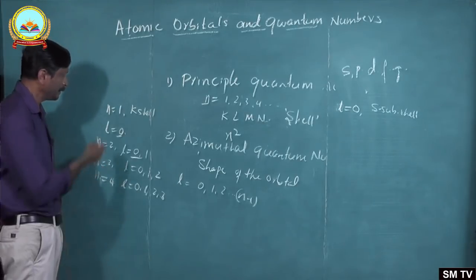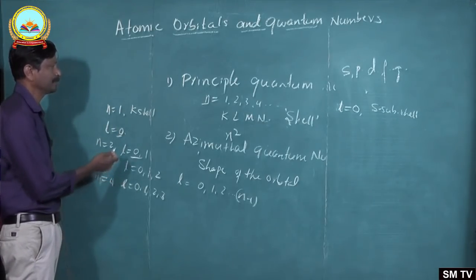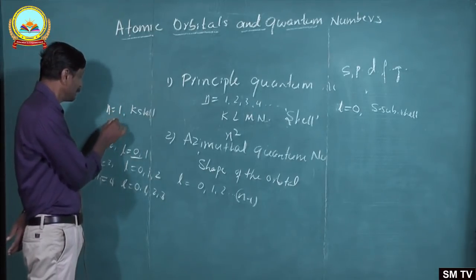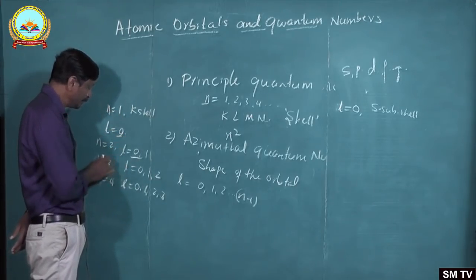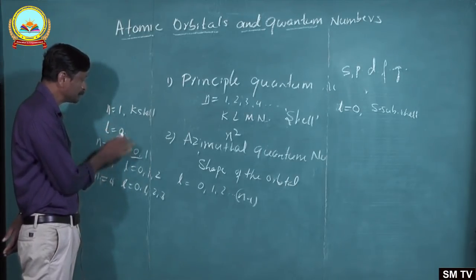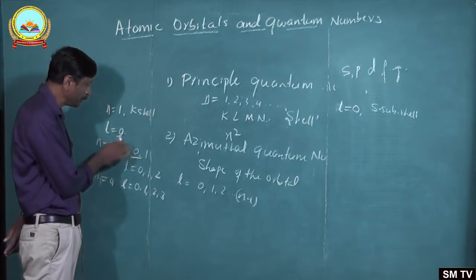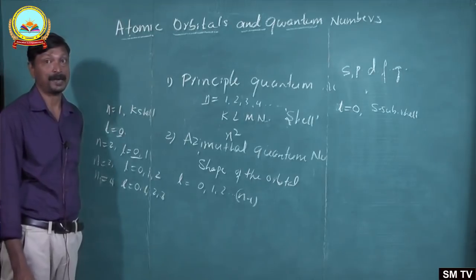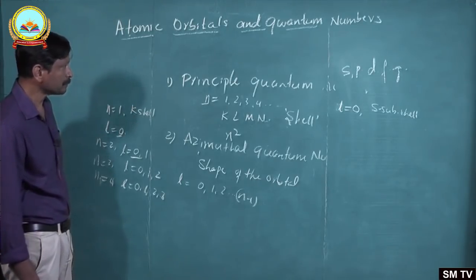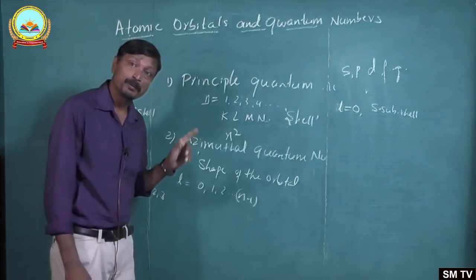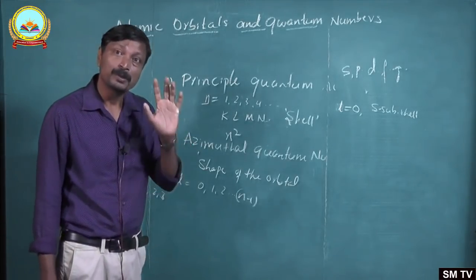How do they differ? They differ by size. The principal quantum number explains the size. Here L is equal to 0, and here also L is equal to 0. That means this is also an S subshell. How do they differ? They differ by size. The principal quantum number describes the size. But both have L is equal to 0, which means both have the same shape.